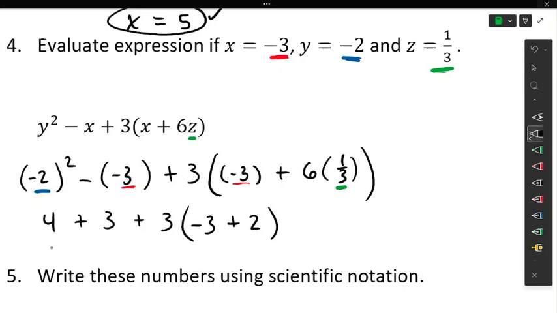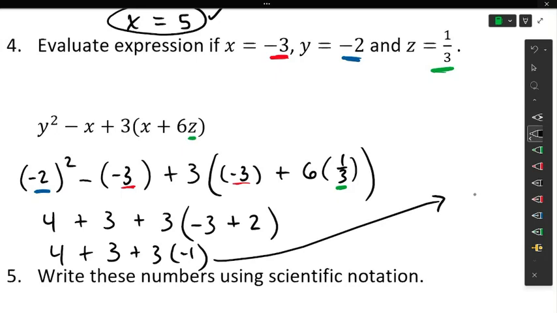So what I think I'm looking at here is 4 plus 3, and then plus 3 times a -1, which means I'm just subtracting 3. So that means that the final simplified version should be just the number 4.